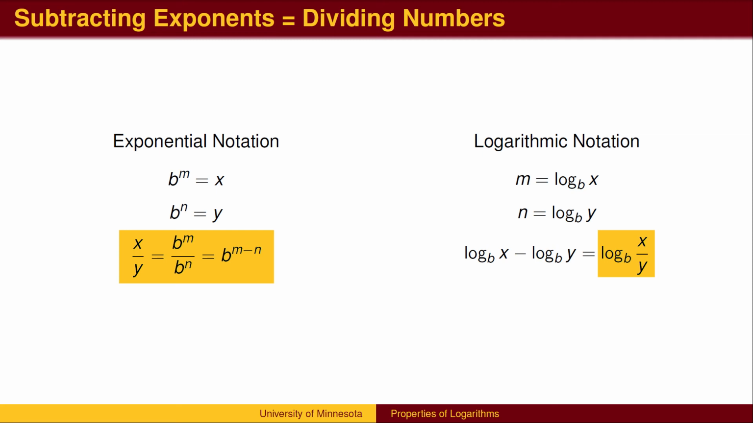What exponent do we put on b to get x divided by y? When dividing numbers, we subtract exponents. So m minus n is the exponent we put on b to get x divided by y.